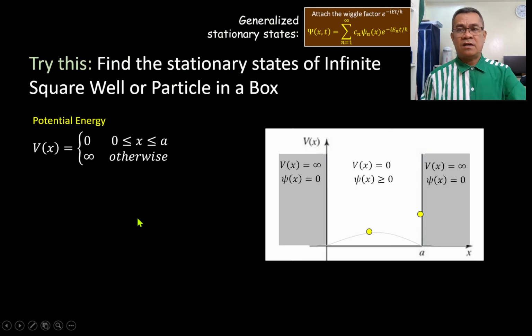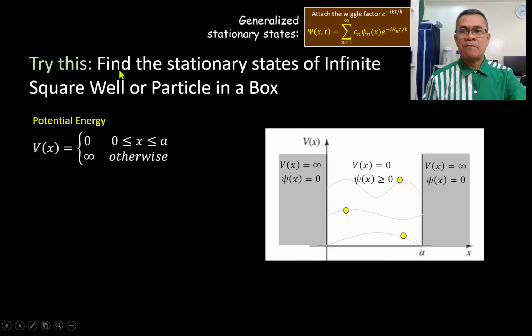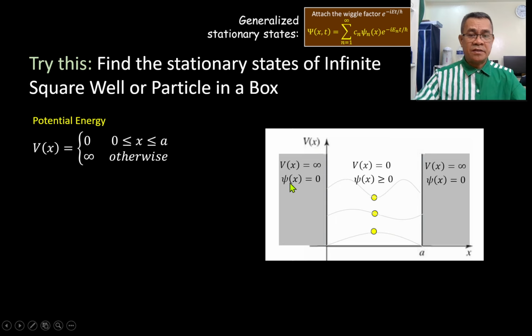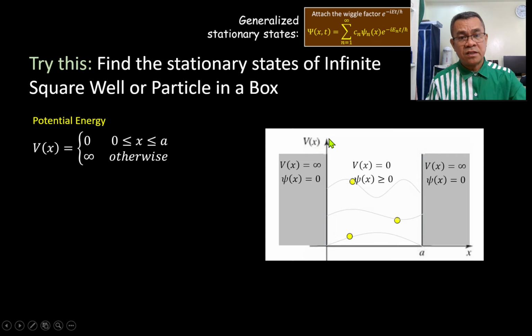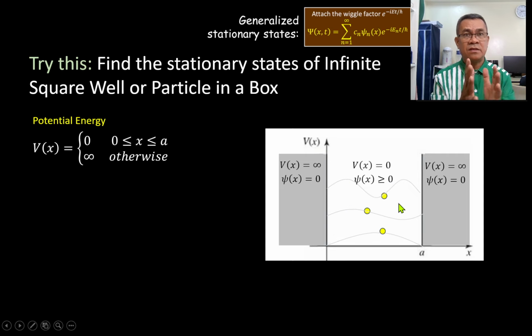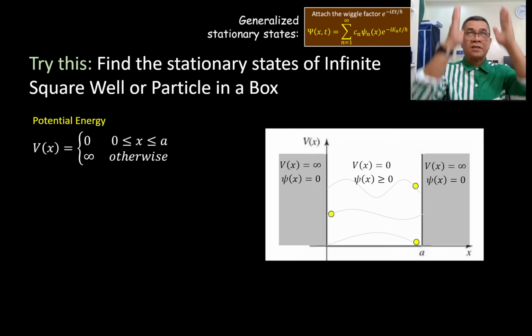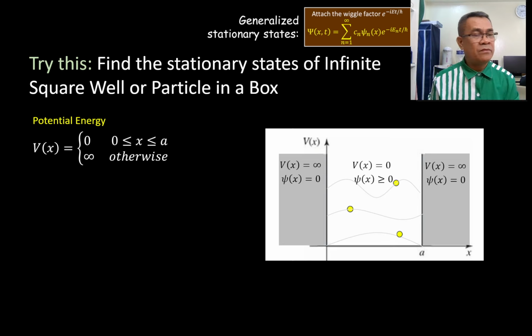Okay, so for your assignment, try this. Find the stationary states of a finite square well, or simply what we call a particle in a box. In a particle in a box, we have a system wherein there is zero energy inside, but infinite energy outside. If we have infinite potential energy, it means to say that the particle does not exist there. So you can imagine a system that has a very high wall, with no way to escape.